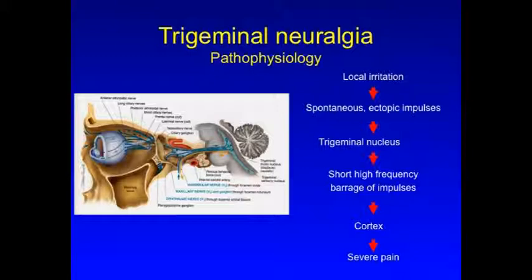This is the anatomy of the trigeminal nerve. You see here the trigeminal ganglion, and it goes to the trigeminal spinal nucleus, and from there up to the thalamus.